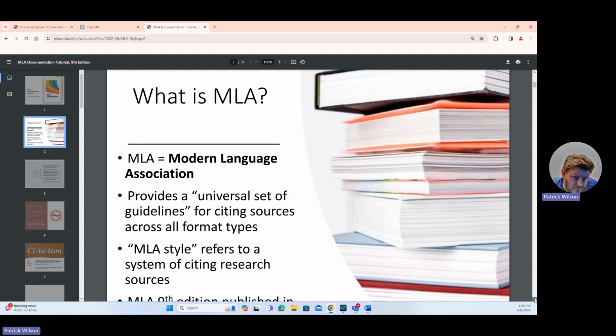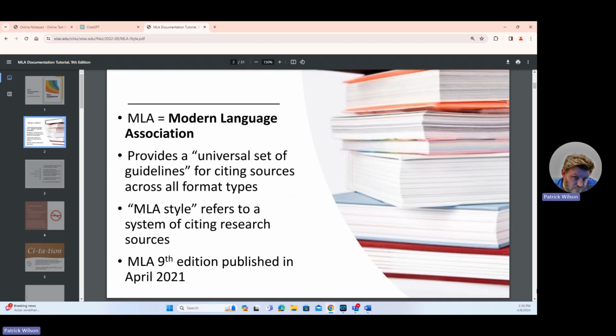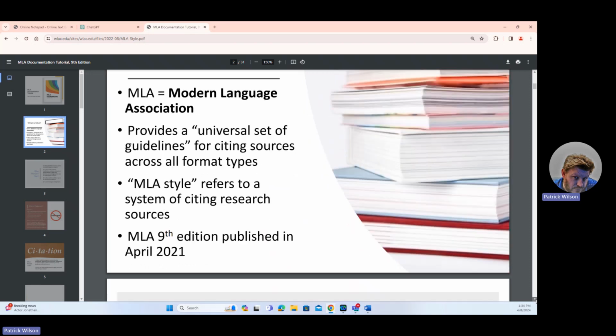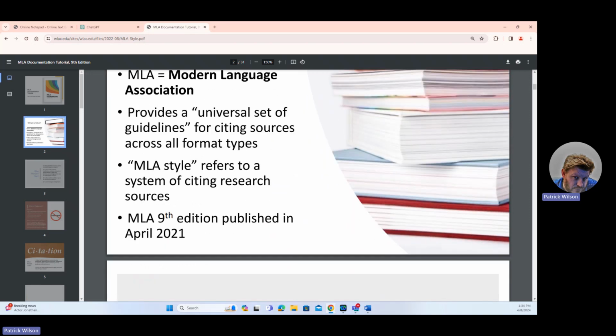But basically, what is MLA? Well, MLA is the Modern Language Association. It provides a universal set of guidelines for citing sources across all format types. MLA style refers to a system of citing resources, and the 9th edition was published in April of 2021. So they like to publish new editions every so often.